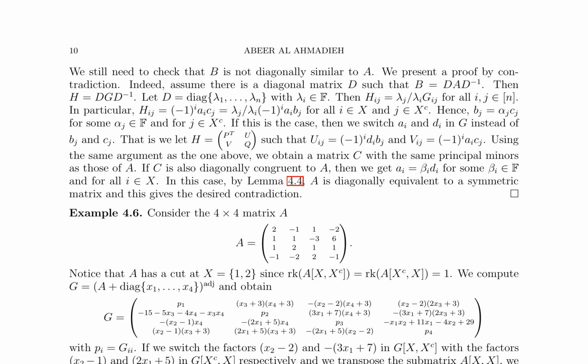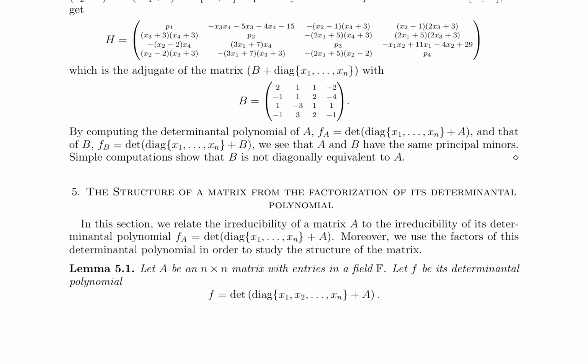If C were diagonally congruent to A, a contradiction would arise, thereby implying that B is not diagonally equivalent to A. This result is achieved by switching factors in H's submatrices to obtain B. The authors then shift their focus to the structure of a matrix as revealed by the factorization of its determinantal polynomial. A crucial connection is highlighted.